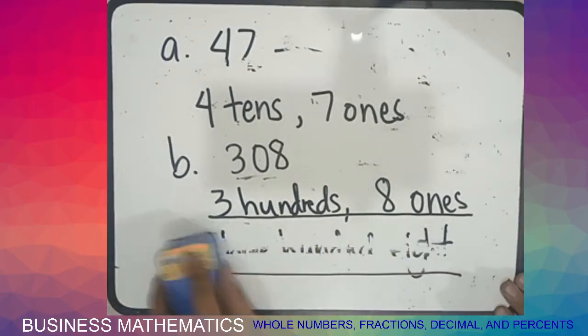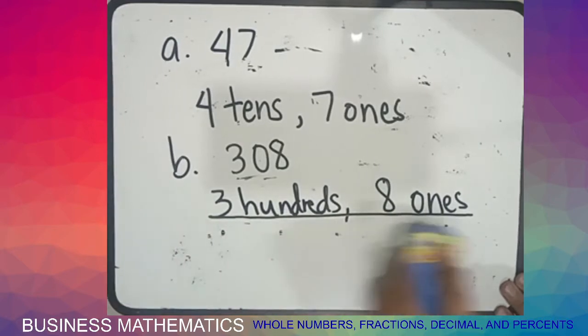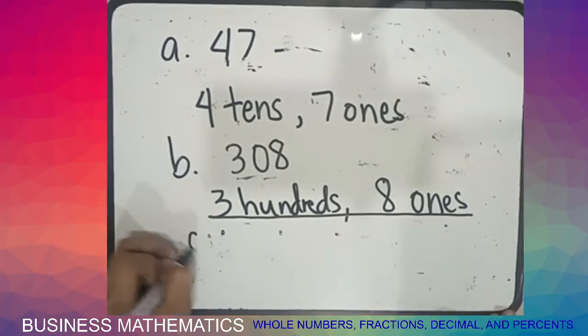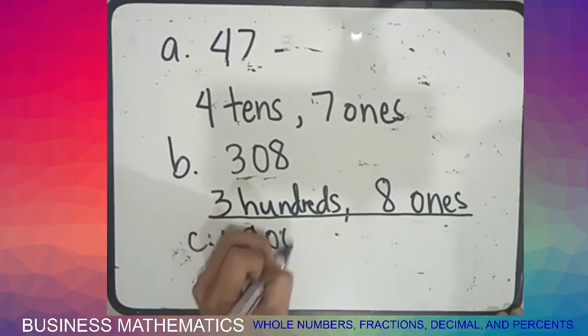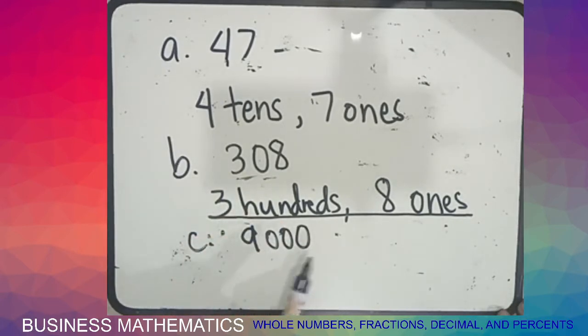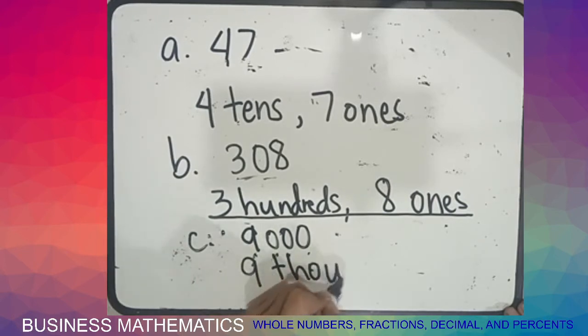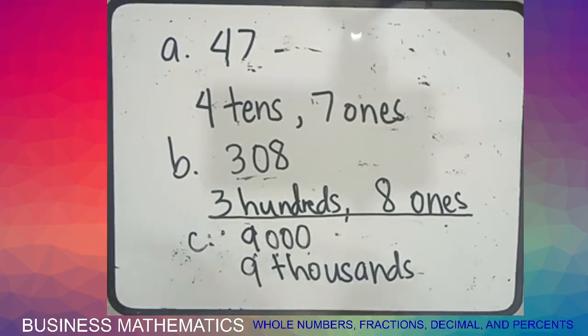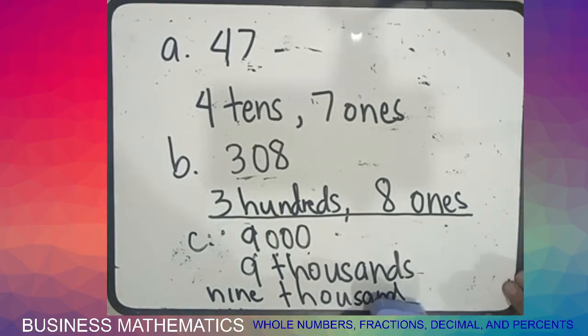Okay, next. Try natin to. Last, letter C, 9,000. Bilangin ulit natin from the right: ones, tens, hundreds, thousands. Ibig sabihin, ito ay 9 thousands. Tapos pag sinulat natin as words, ito ay 9 thousand, without S ha. 9,000.